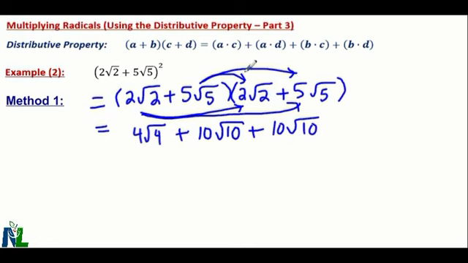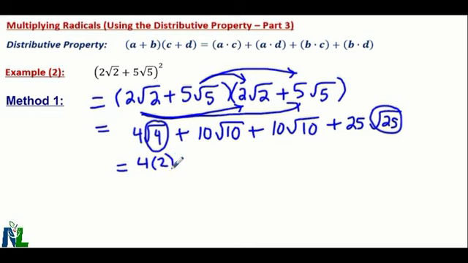At the end, I have 5 times 5, which is 25, and I get root 5 times root 5, which is also root 25. Now, this is a great question to combine some of the radical rules. When I look at the square root of 4 and the square root of 25, I'm going to flag those as being perfect square numbers. So I'm going to replace the square root of 4 with 2.